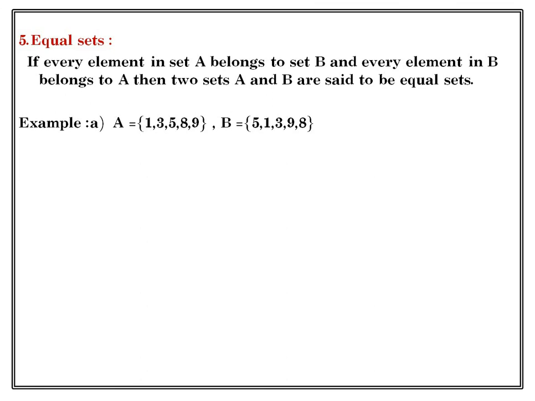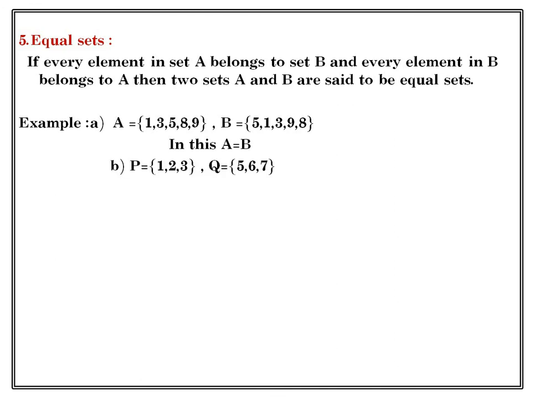If you carefully observe, the order changes. But if you check what elements exist in A, all those elements exist in B. Isn't it? 5 exists, 1 exists, 3 exists, and 9, 8, and so on. Similarly, conversely, elements in B exist in A. In this case, A is equal to B.